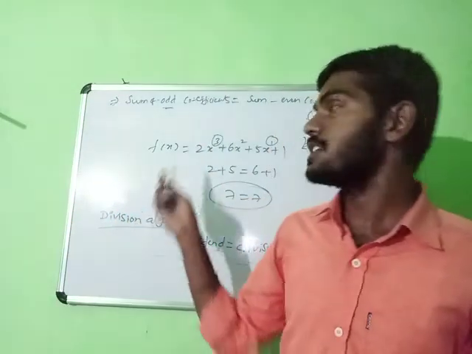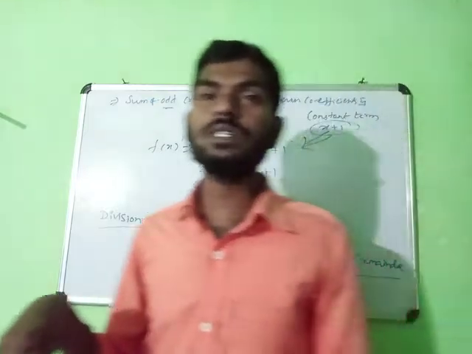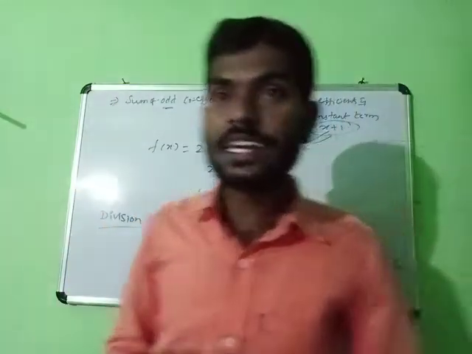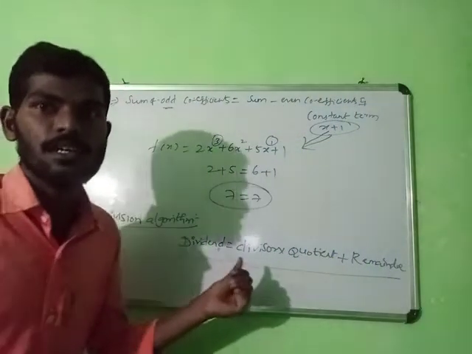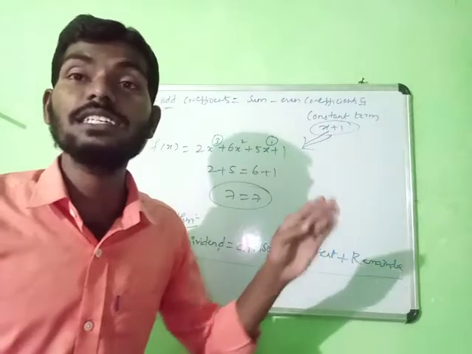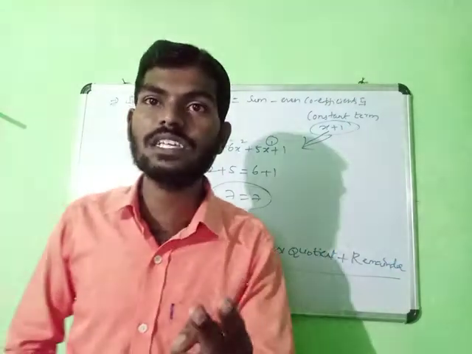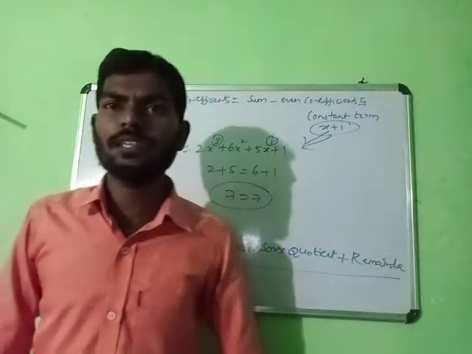This topic and the previous topic are most important in finding zeros of the polynomial by the division method. If the degree is 3 or more, use these methods. If the degree is 2, then find using the factorization method.